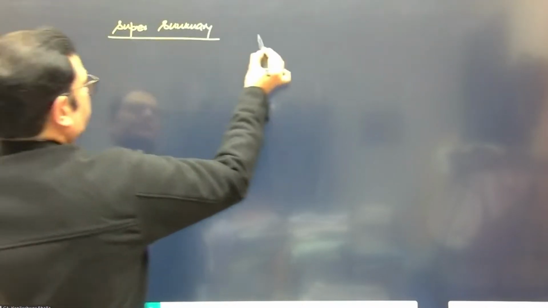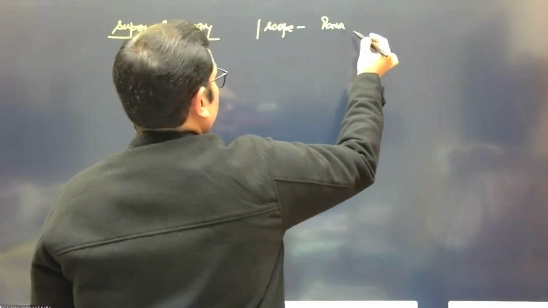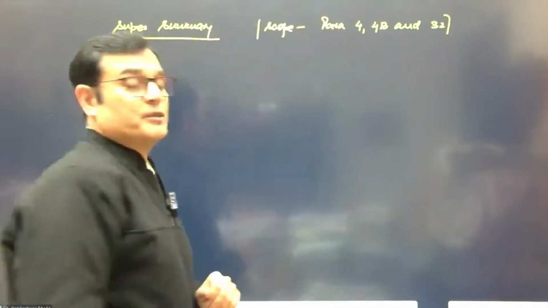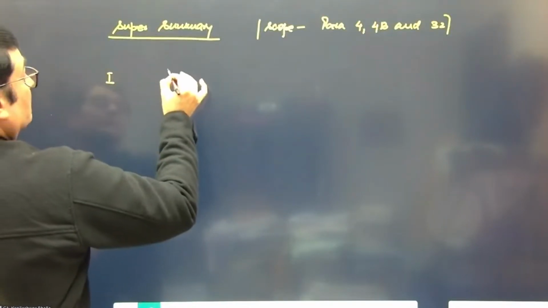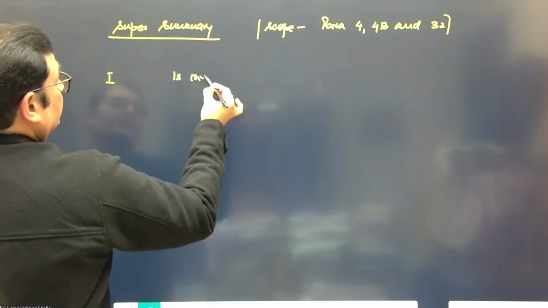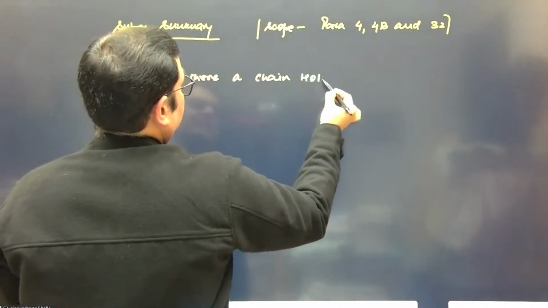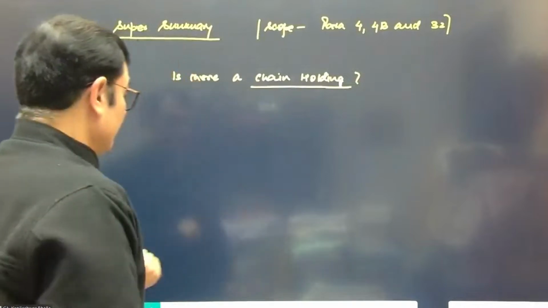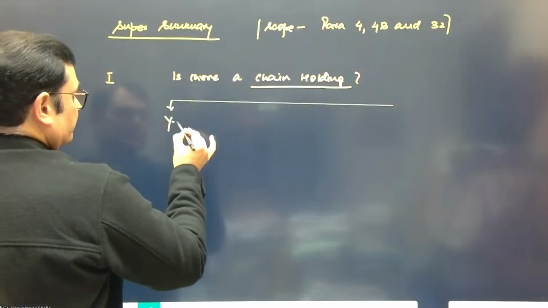So I would say when you're applying the concept of the scope of the standard, whether it is a case of para number 4, or a case of para number 4B, or a case of para number 32, the concept is going to be very simple. Step number 1: is there a chain holding? So first of all, get the focus clear, that is, is there a chain holding? So your first focus would be to see whether there is a chain holding or not. If you say yes, there is a chain holding, or if you say no.